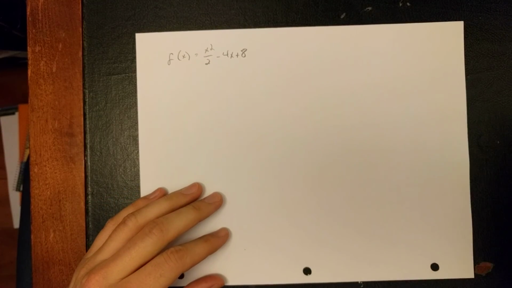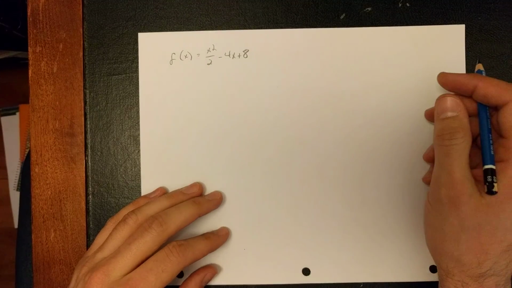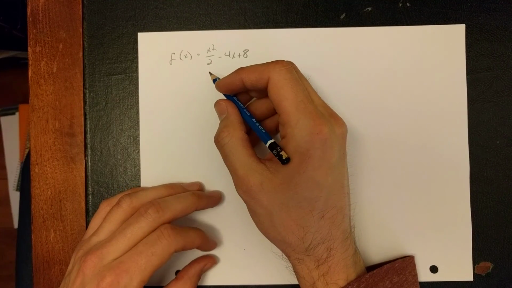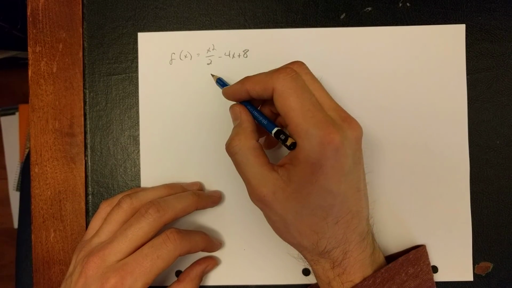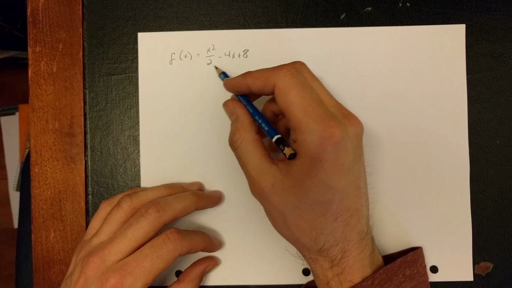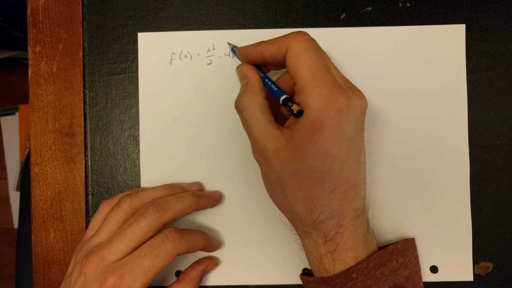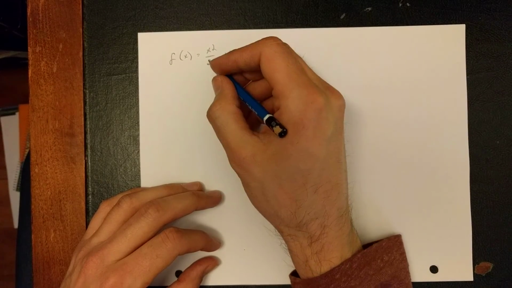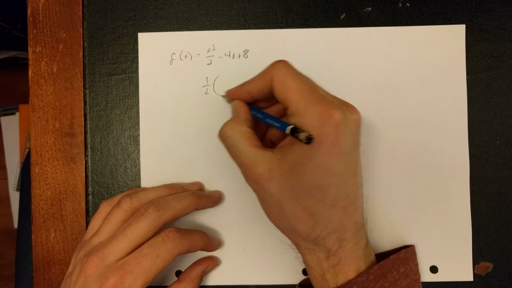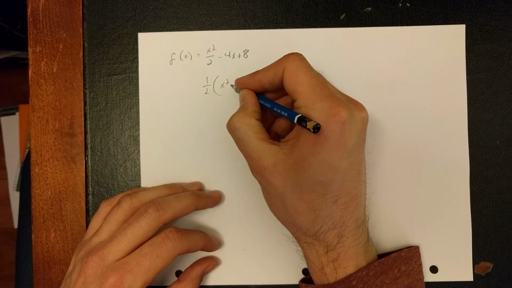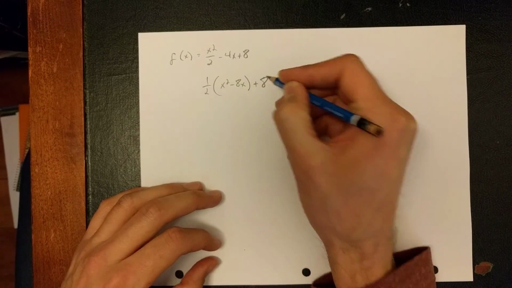Okay, so let's say we want to find the vertex of this function g of x. This is similar to completing the square, but there's a slight modification, and it's an important modification. The first thing we want to do is factor out everything from the terms that have an x. So we can take out 1/2. So we have x squared minus 8x plus 8.